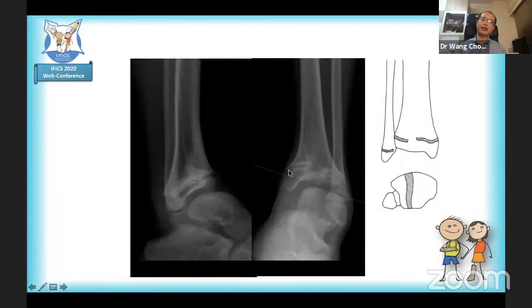And this is an example of a linear bar. You see a lot of shortening, but you don't see any tenting. And in the lateral X-ray, you see that the ankle joint actually angulates anteriorly due to the asymmetrical involvement of the linear bar, more severe on the anterior part.